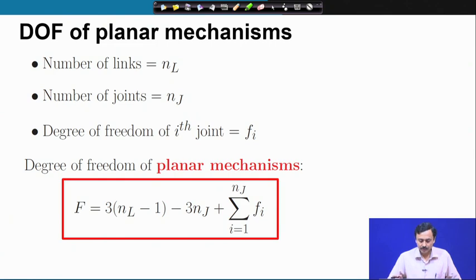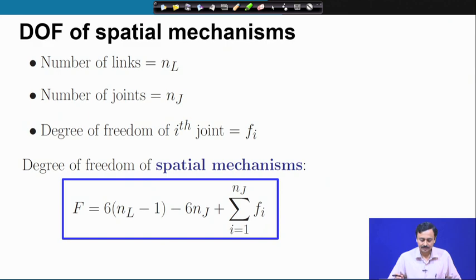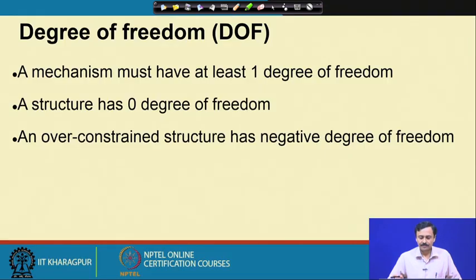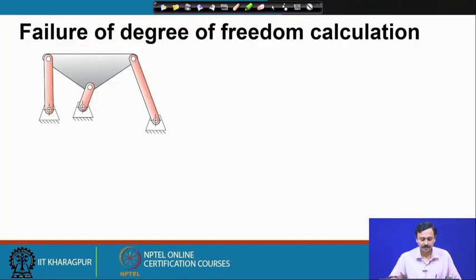So, just to give you a review of what we have discussed, this is the calculation of degree of freedom of planar mechanism. Then, this is the calculation of degree of freedom of a spatial mechanism, where we have this 6 in place of 3 in the case of planar mechanisms. And we have seen all these points: a mechanism must have at least 1 degree of freedom, a structure has 0 degrees of freedom, and an over constraint structure has negative degrees of freedom. We have looked at all these things. Now, we come to the discussion on failure of this degree of freedom calculation.